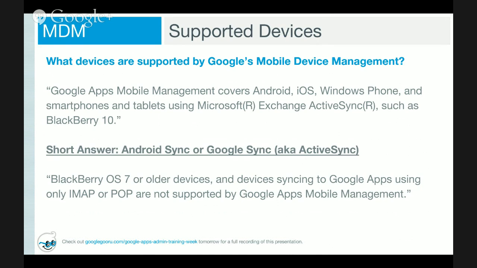Google calls it Google Sync because they've licensed the technology from Microsoft, rebranding it and doing their own thing a little bit with it. So it's still based on that. If you've got some of those older devices, you're kind of out of luck. The only options you really have are POP and IMAP. You can use those and sync your data. However, we cannot manage those devices. That's not a Google thing. That's a limitation of the POP and IMAP protocols. Back in the day, you were never able to manage them.